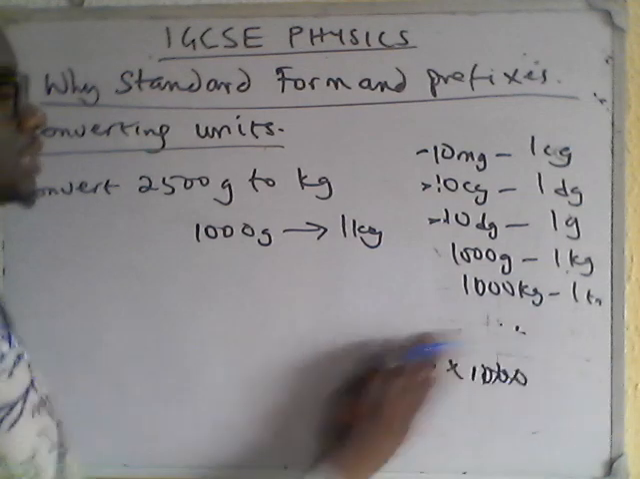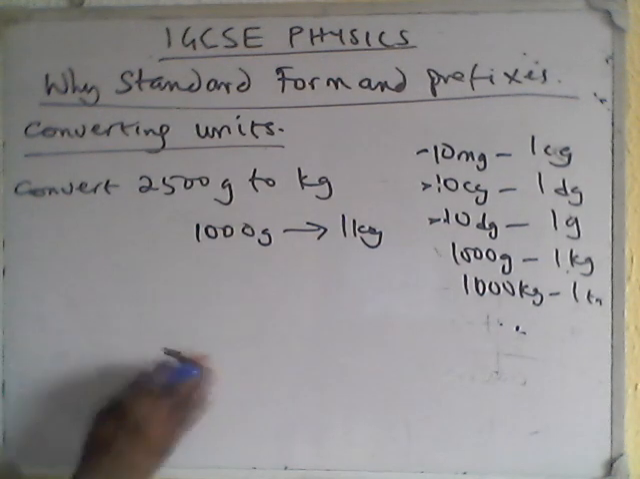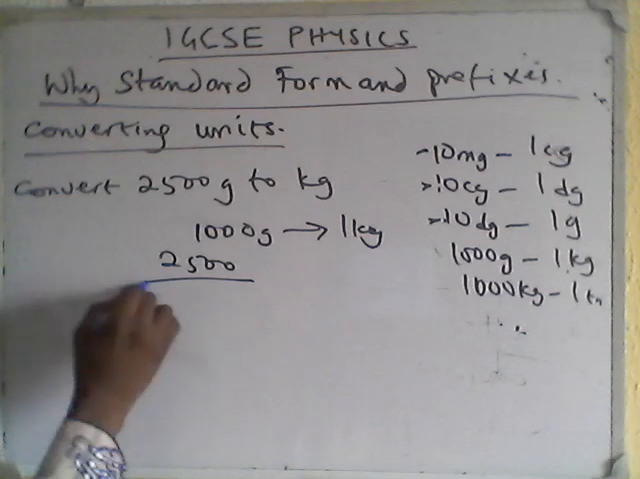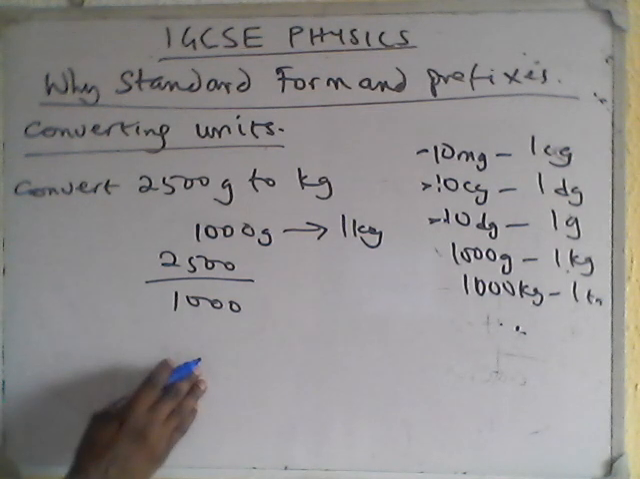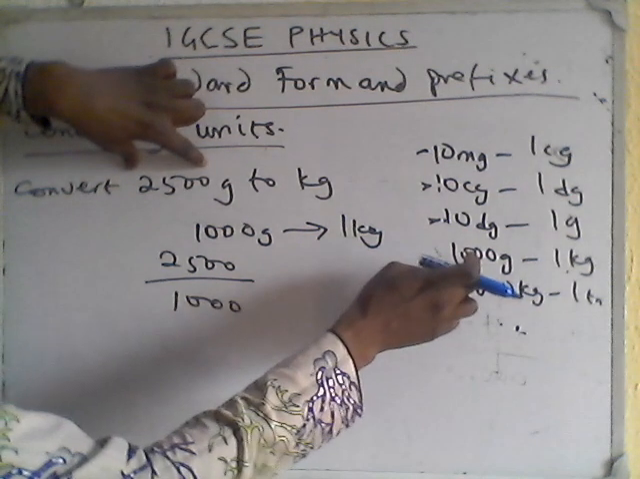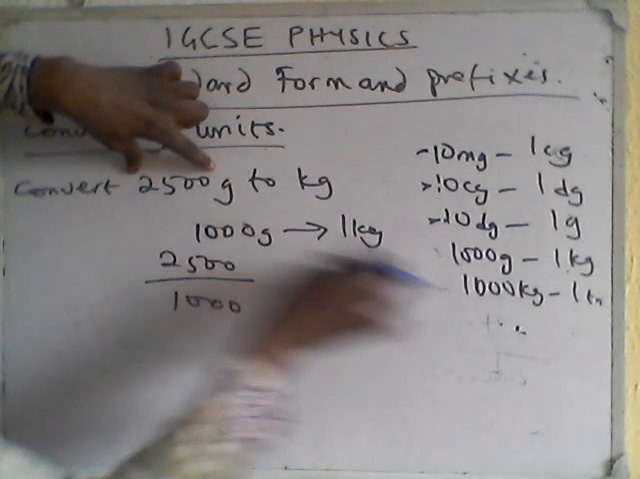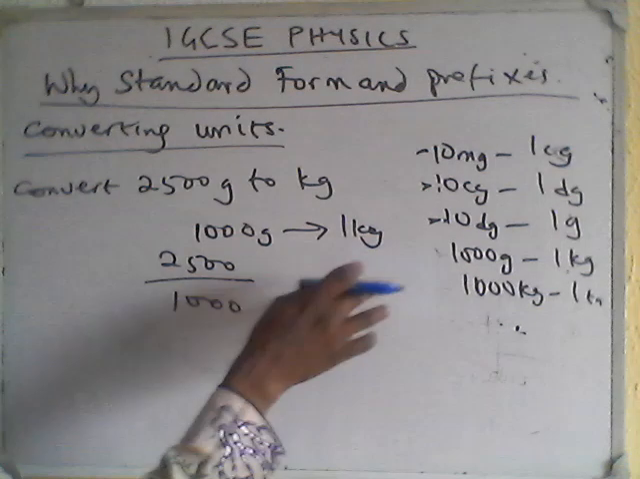Okay, so that is how I'm trying to convert. So you say convert this to this. Just simple. I'm going to divide 2,500 by 1,000. See, my value is given in gram. To get it in kilogram, just divide it by this 1,000. That is what I've done here.